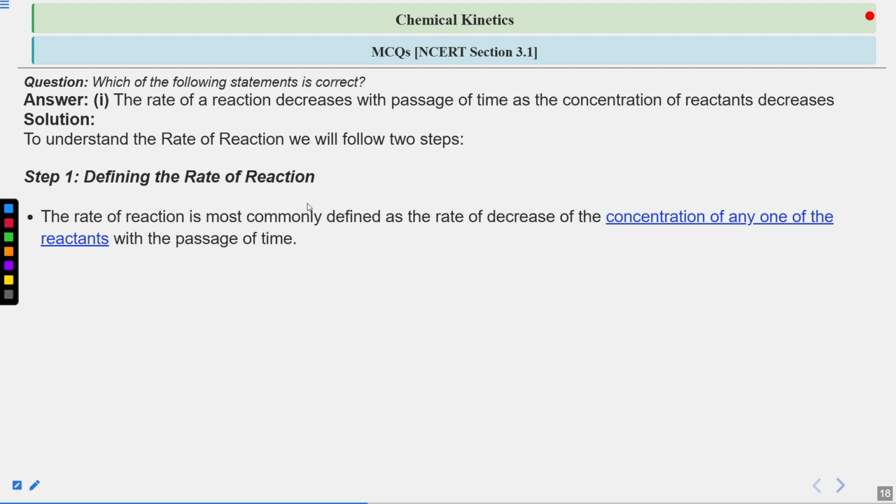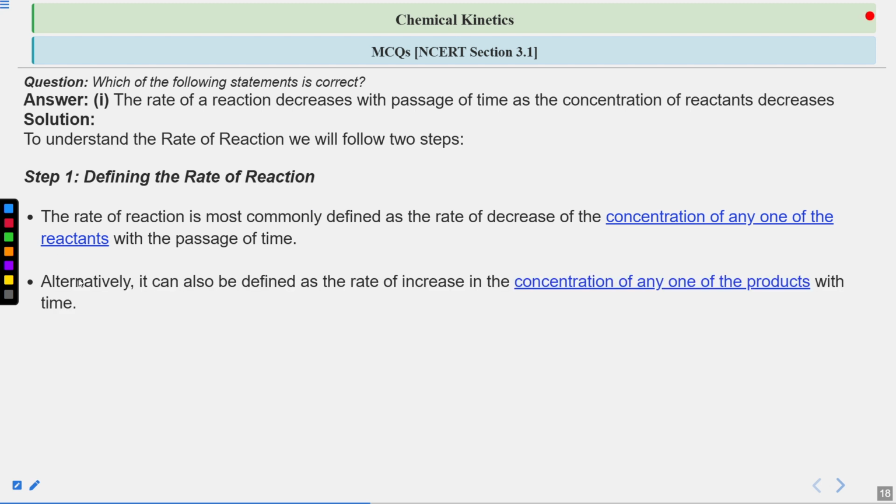So in our reaction, whatever reactant is present, its concentration plays the important role. If we are given a rate of reaction, that means we are talking about the rate of decrease of concentration of any one of the reactants as time passes, as the reaction proceeds.